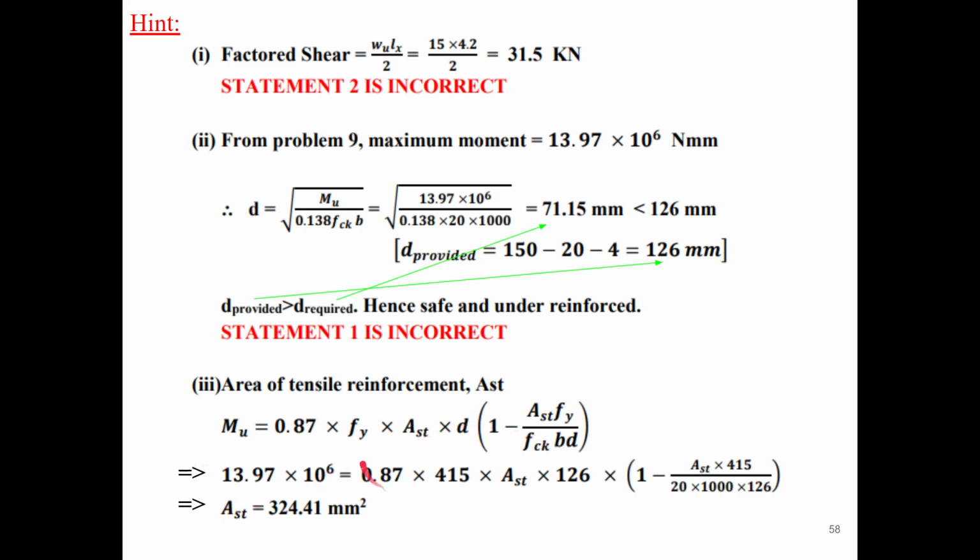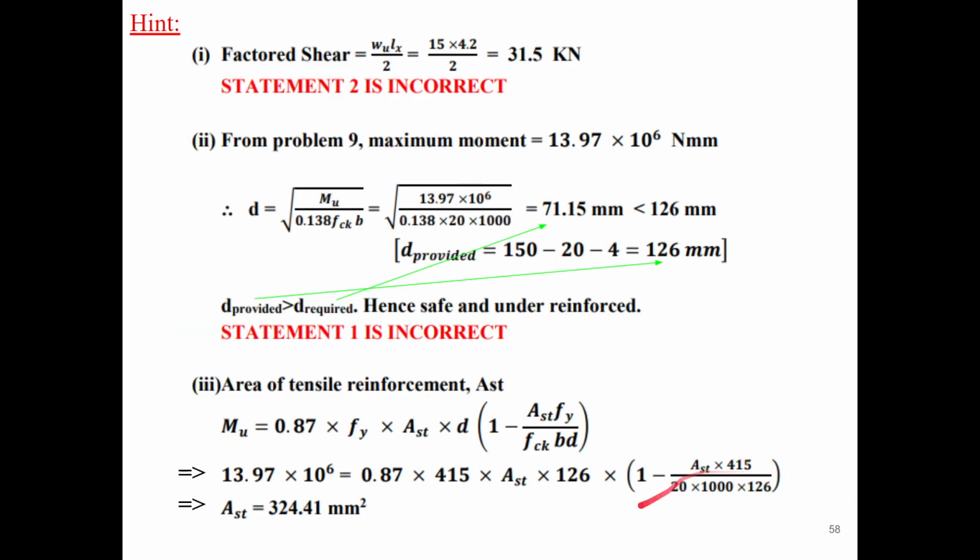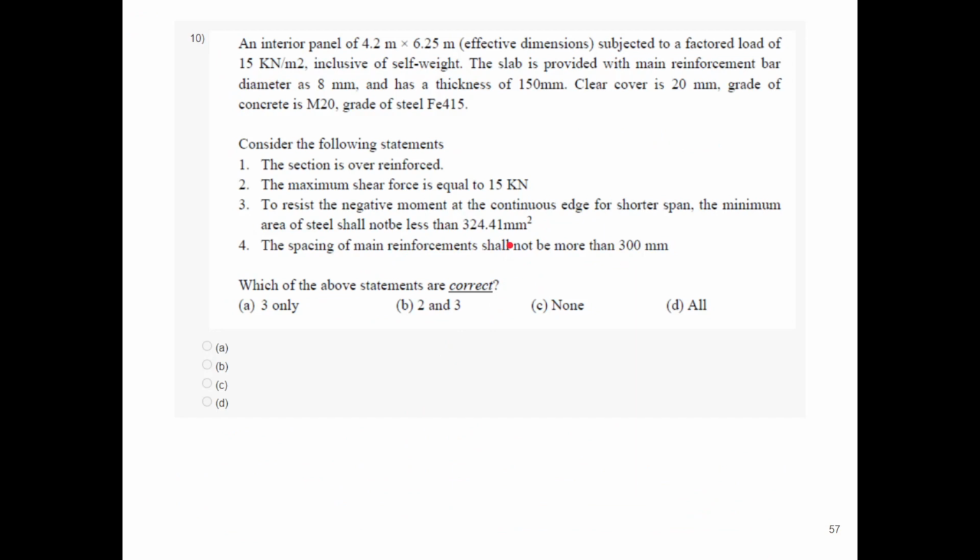So Mu is 13.97, Fy is 415, AST we need to find. D is 126, right? FCK is 20, B is 1000 and D is again 126. So solving, we get AST as 324.41 millimeter square.